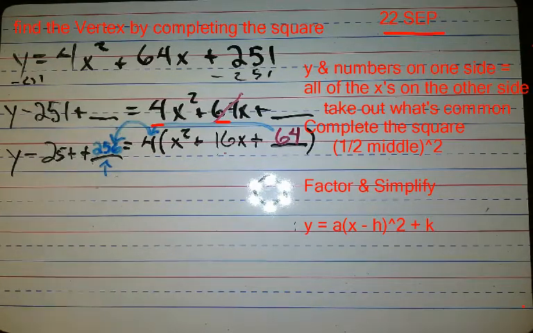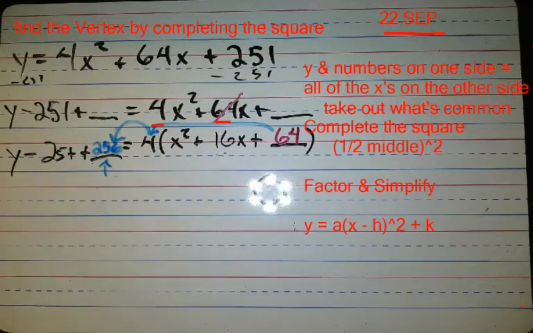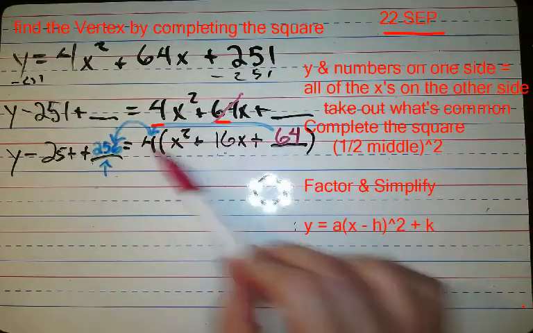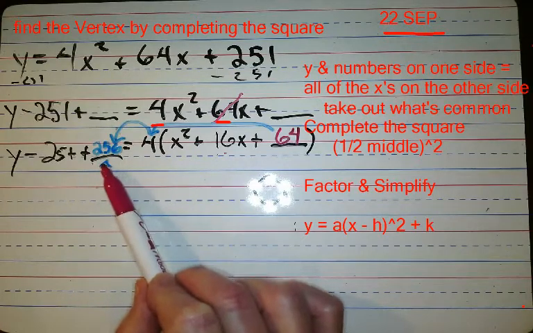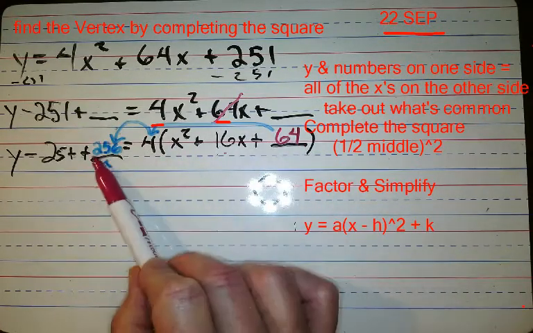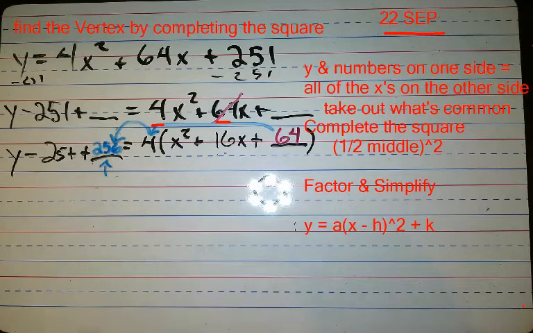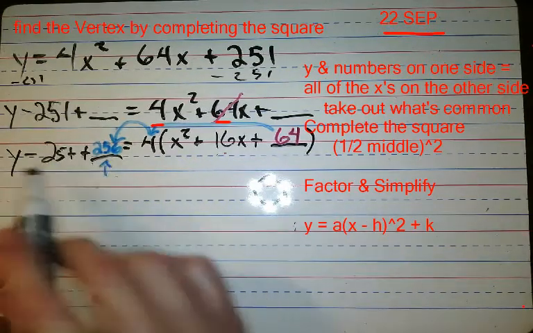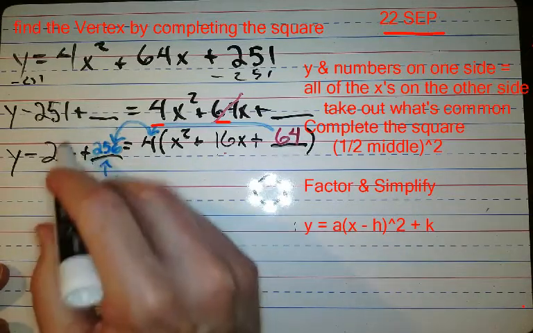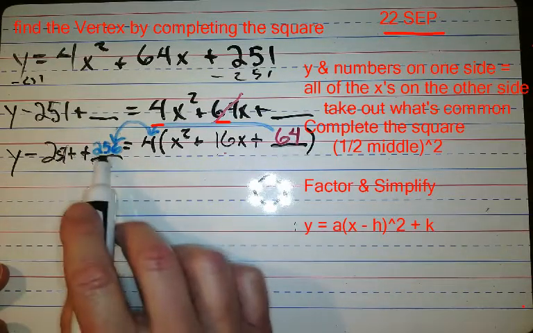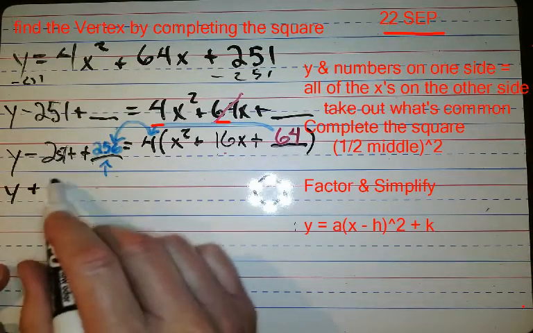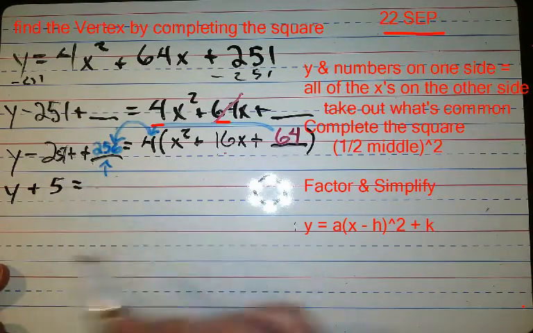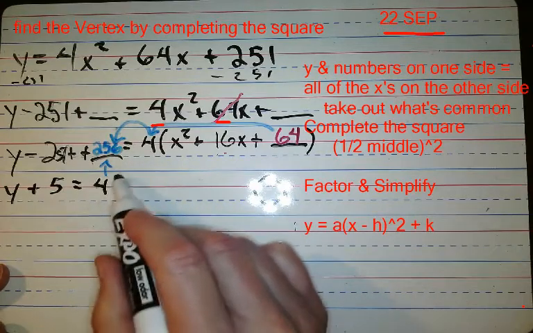256. Yes, sir. So what did I do? I took out the 4 up here, and then I had to put it back in before I could put my answer over there, right? So this times this gives me that number. That was different than yesterday. Okay, so I combine these right here. We know this is 251. 256 minus 251. That's 5. There we go. And then over here we have 4.